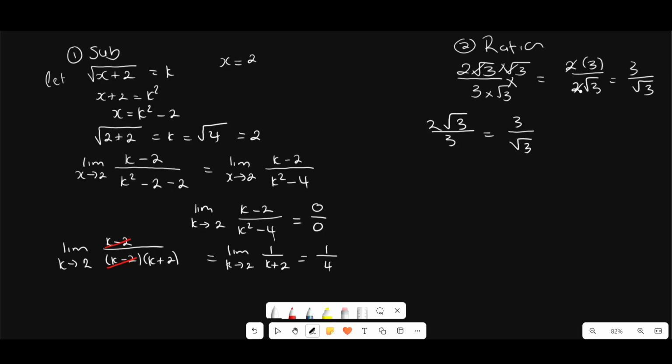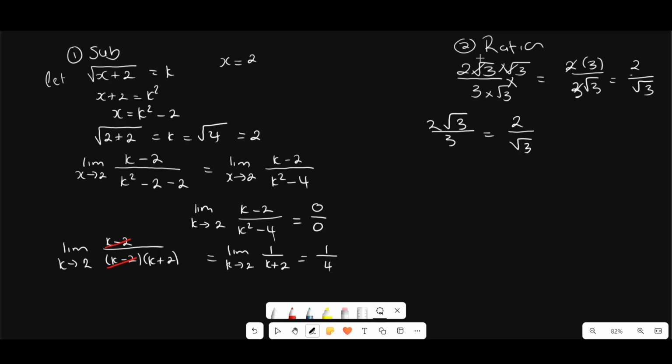Now hold on, where's the 3 coming from? Oh no, this should be 3 rather than 2. This should be 3 because it was 2 root 3, and then we multiply both sides, so the 3 and 3 will cancel. So this should be 2 here, and this should be 2. I hope that makes sense, right?